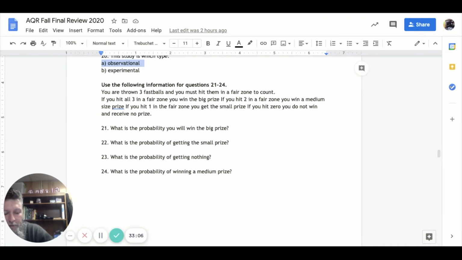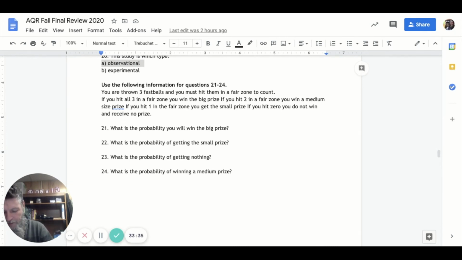So what is the probability of winning a big prize? What is the probability of winning a medium prize or a small prize? What is the probability of getting nothing? And what is the probability of getting a medium prize? It's all Pascal's triangle. It's all binomial probability. We're going to build us a Pascal's triangle.